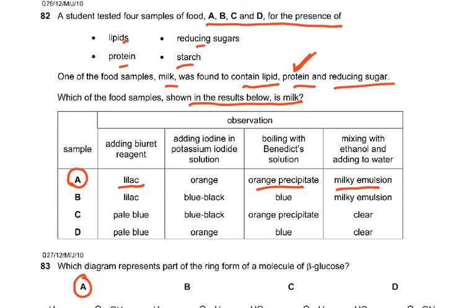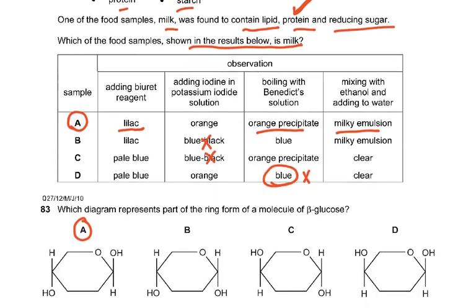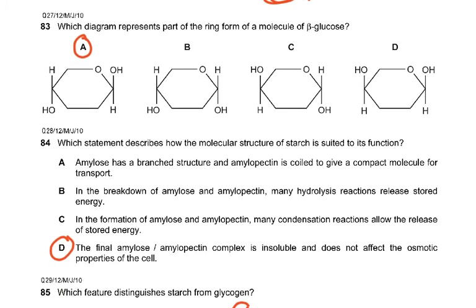So you see, this means starch is present. Now this would be wrong because we don't want any starch in it. We just want lipid, protein, and reducing sugar. And why is D wrong? Because it gives blue, so that means this does not have any reducing sugar. So this was wrong.